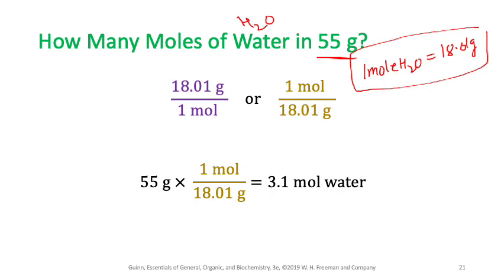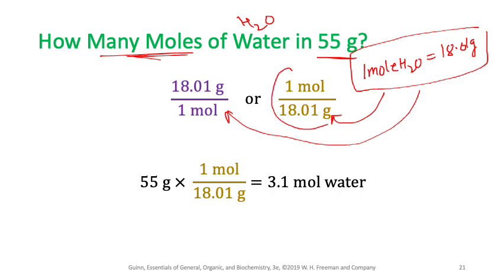And from this equivalency I can make 2 conversion factors, and then which conversion factor do we have to use to solve this problem? It says how many moles, so moles has to be on top, so this is the conversion factor that we're going to use, and just multiply with your given number. So 55 grams is your given number, this is the conversion factor, grams get cancelled, and you will get 3.1 moles of water. So if we have 55 grams, I have 3.1 moles of water, or vice versa. If I have 3.1 moles of water, we can easily calculate 55 grams of water.